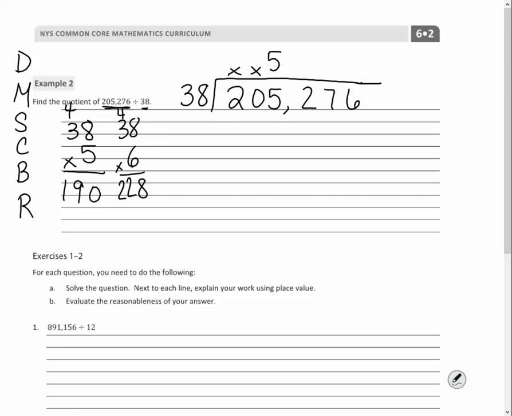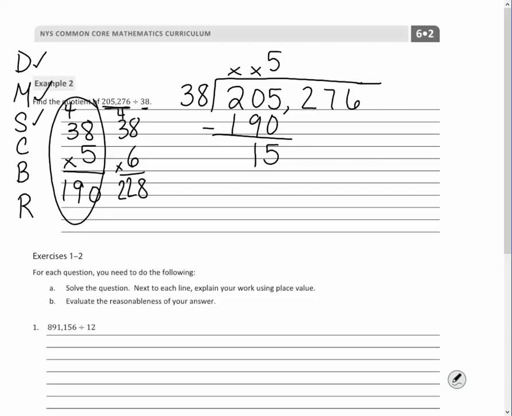All right, so I just divided. Now I need to multiply, which I kind of already did over here. So 38 times 5 is 190. And again, I'm getting that from this section right there. So 190. Next step is to subtract these two. So 5 minus 0 is 5, and then 20 minus 19 is 1. So 15 is what's left.